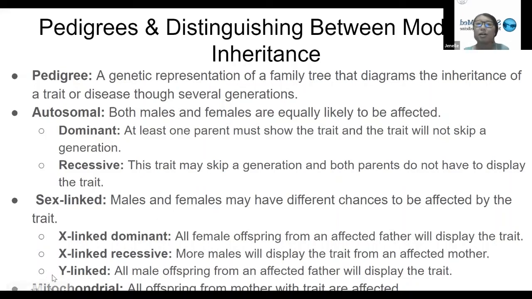And then there is also the chance of Y-linked, in which case all male offspring from an affected father will display the trait. So anyone with that Y chromosome will express it. And then also mitochondrial, in which all offspring from a mother with the trait are affected. The interesting thing about mitochondrial DNA is that it all comes from your mother. So if you have an affected mother and this trait is from the mitochondrial DNA, then all of her children would have this particular trait.